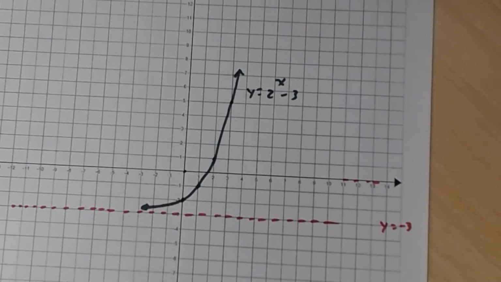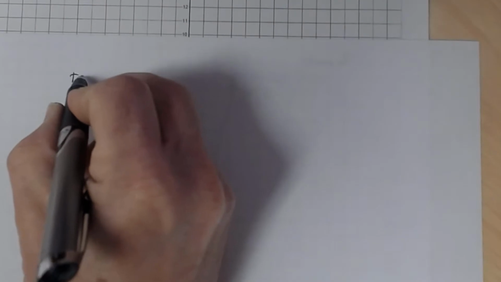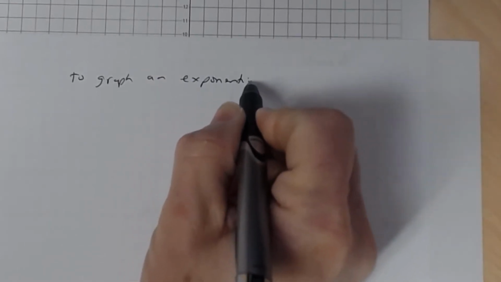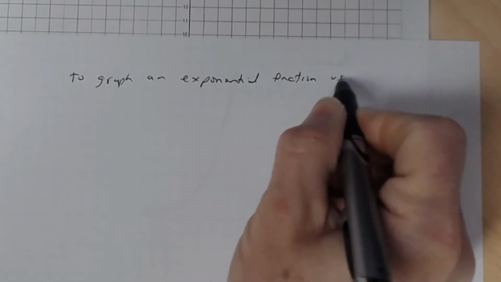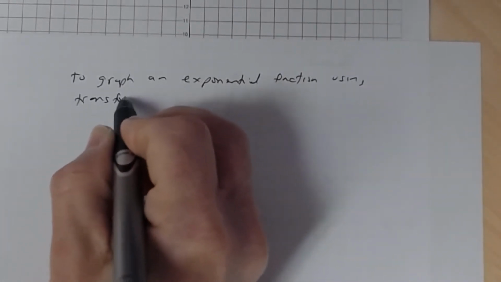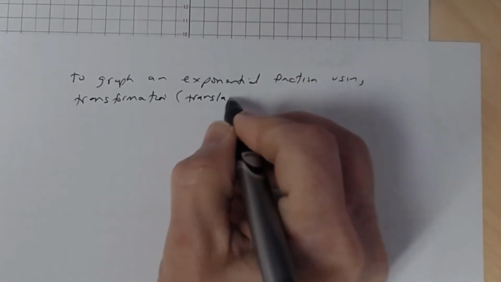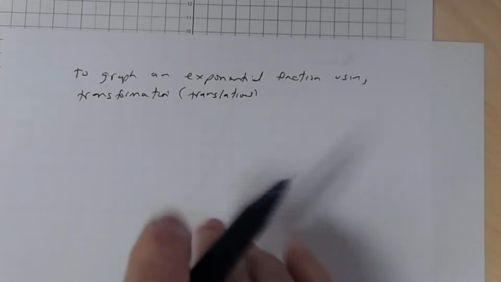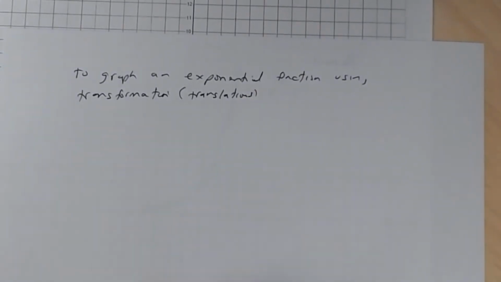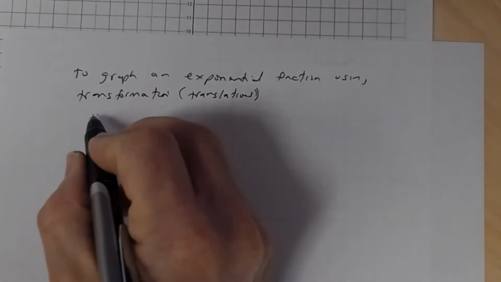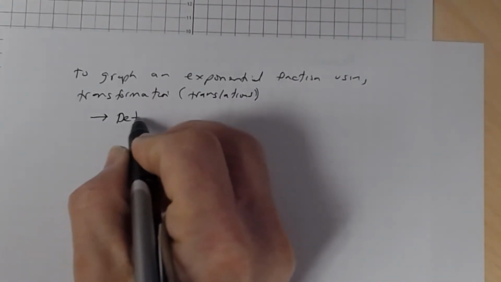All right, so step one is to always determine the parent function first. So to graph an exponential function using transformations, and remember, in this particular lesson, we're looking at translations. Translations just means moving the parent function either up, down, right, or left. That's all it is. So to graph an exponential function using transformations, we first need to determine the parent function.